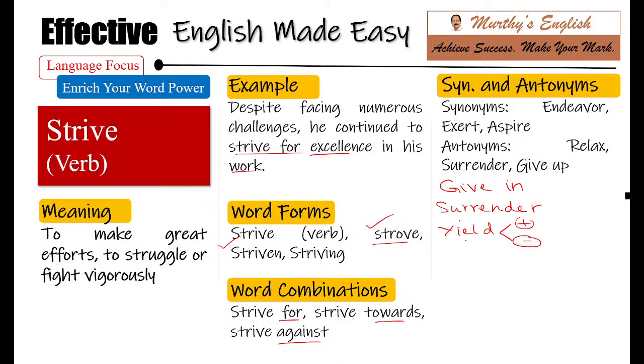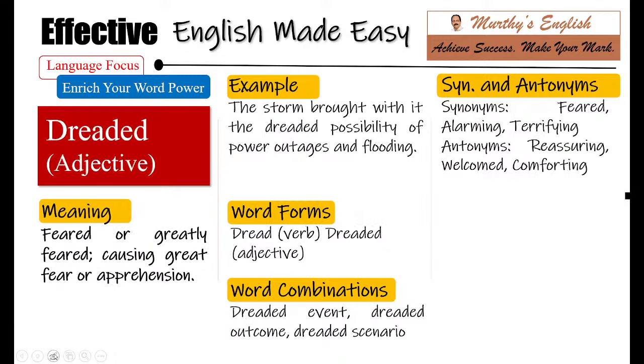As a positive word, it goes with agriculture, crop. As a negative word, it goes with this one, surrender or give in. Important phrasal verbs. Dreaded, an important word, part of speech adjective, meaning feared or greatly feared, causing great fear or apprehension. Dreaded more than fear. Fear also we can use.